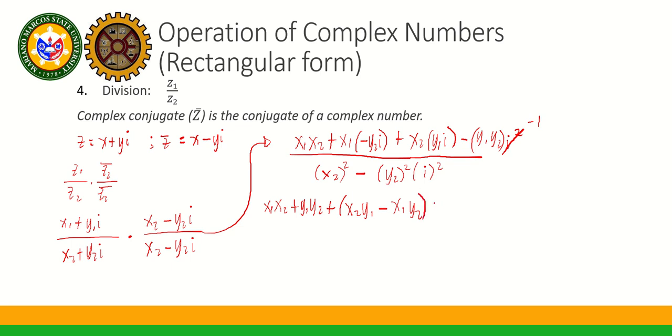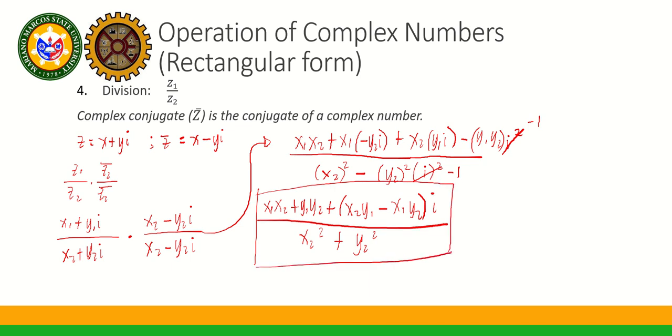Kita na isolate na i. So, meron pa palang denominator. x sub 2 squared and i squared is equal to negative 1. So, negative times negative, that will be equal to positive y sub 2 squared. Okay, so this is our final answer for example number 4, the division of complex numbers.